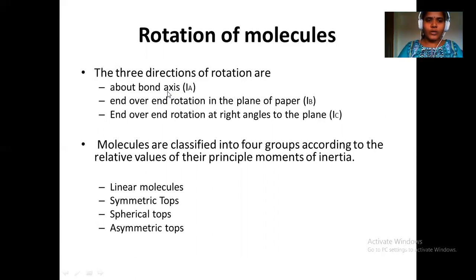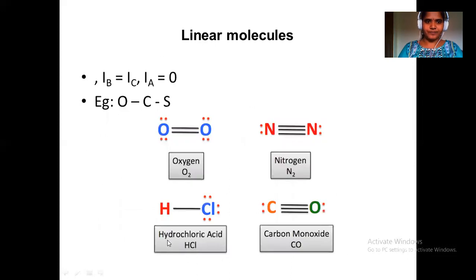So based on the inertia exhibited when a molecule is rotated along the bond axis, or end over end in plane and out of plane, molecules are classified into four categories. That is linear molecules, symmetric tops, spherical top molecules, and asymmetric top molecules. Let's discuss one by one.